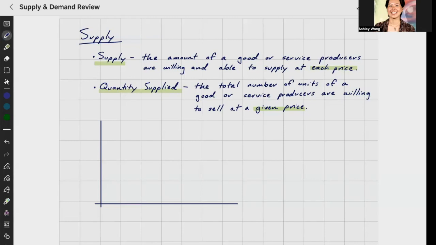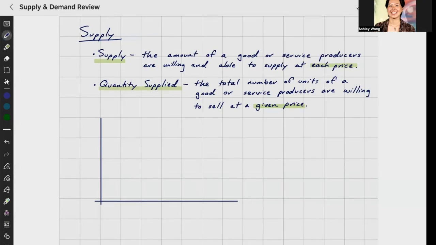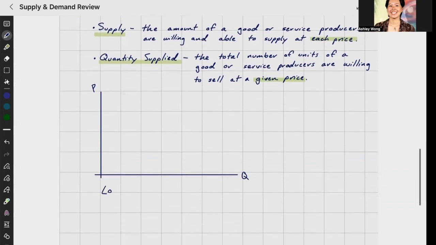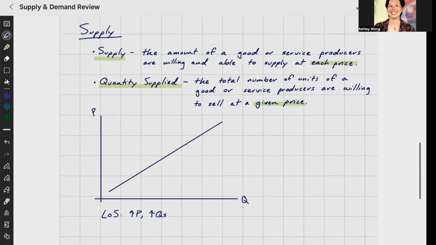So to show the difference here, we'll go to our graph. And remember, we always want to label our axes. So quantity will be on the x-axis and price will be on the y-axis. And because of the law of supply, which I'll abbreviate down here, the law of supply tells us that if price increases, our quantity supplied will also increase. So we know that our supply curve will slope upwards, and we'll label it with an S.